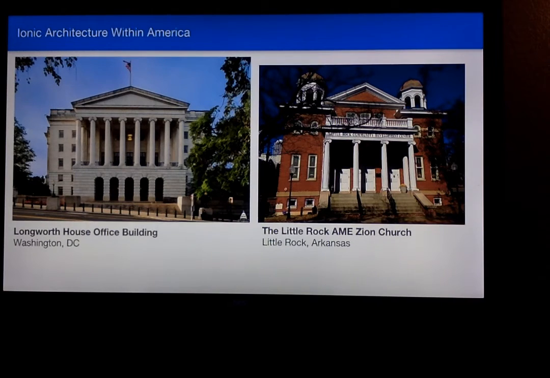And here's a few Ionic architecture structures within America today. On the left, you have the Longworth House office building located in Washington, D.C., and on the right, you have the Little Rock AME Zion Church. Note also these buildings have the structural characteristics of Ionic architecture.